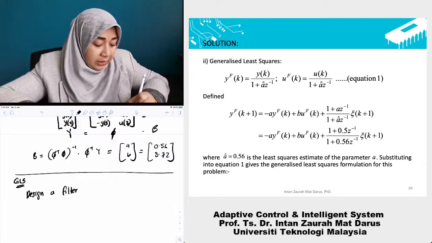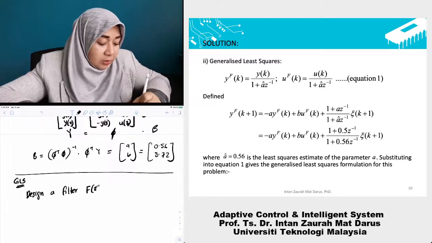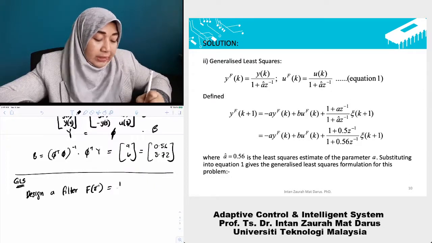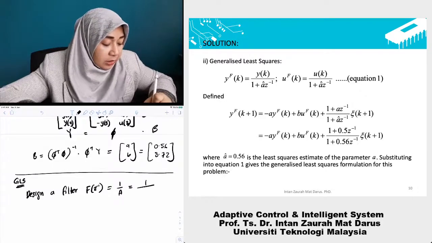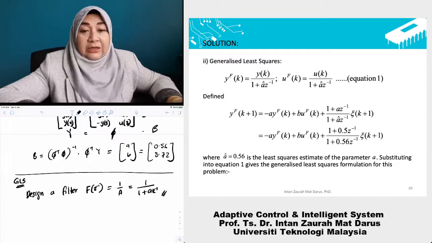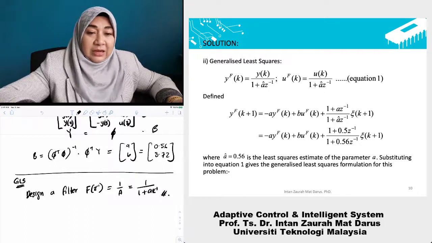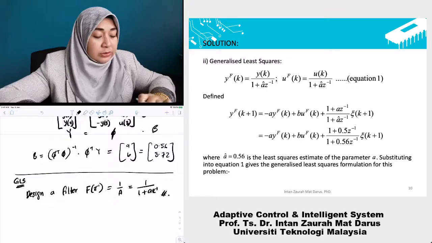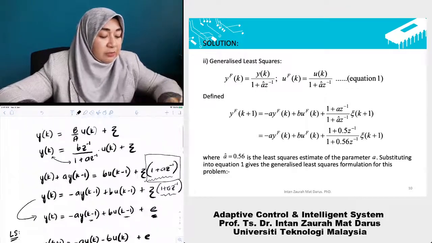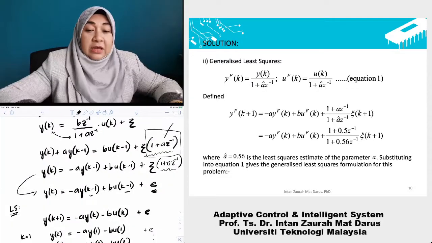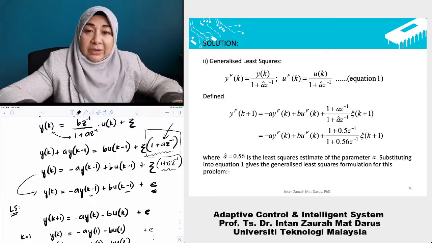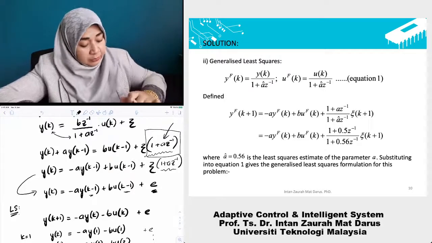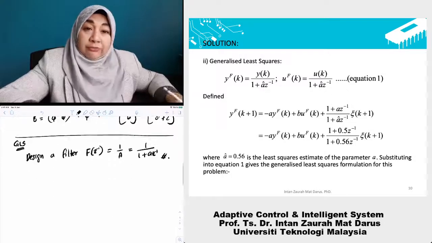Okay, let's call that filter f(z^-1), and let's say the filter is 1 over a. Why is it so? If I have 1 over a, which is 1 over 1 plus a z^-1, and that is my filter, then my noise parameter in this previous problem will be cancelled out, so the noise will immediately become just white noise. But how to filter that?